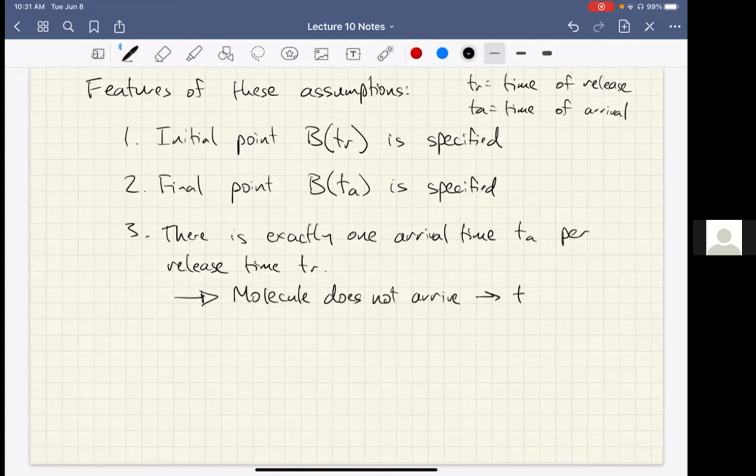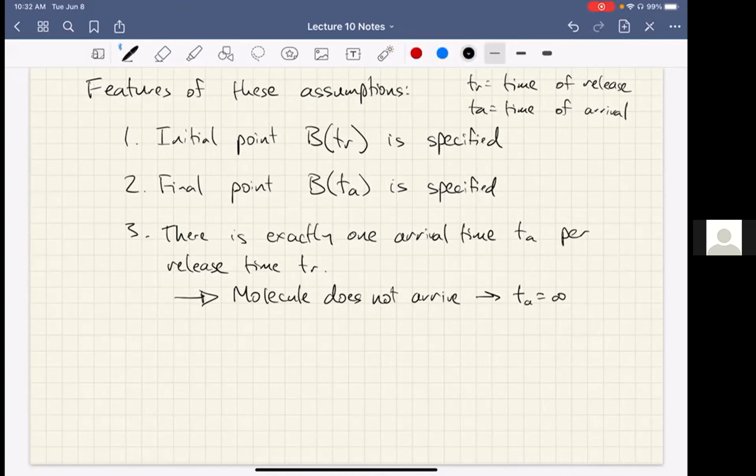By setting TA equals infinity. So in other words, the idea that the molecule is removed once it arrives means there is exactly one arrival time. It might not arrive, in which case we just set TA equals infinity. The whole point here, however, is that there is not more than one arrival time. In other words, that scenario that I pointed out a second ago, the molecule doesn't bounce. It doesn't bounce on the receiver and come back more than once. If that were to happen, that would be very difficult to analyze.